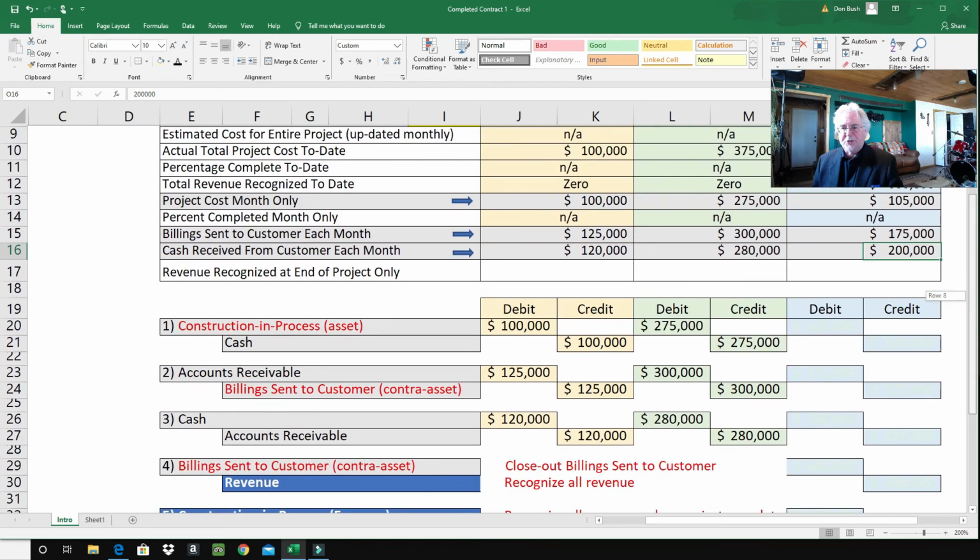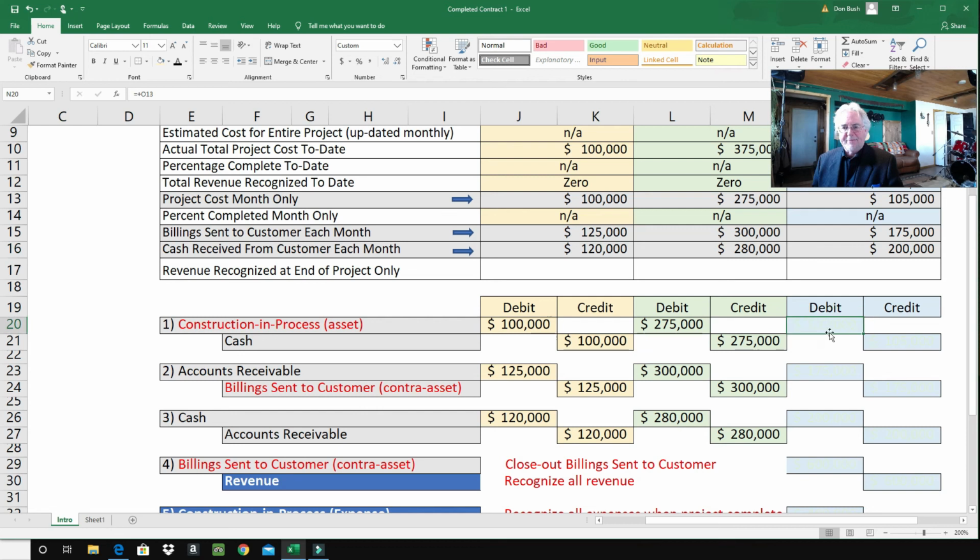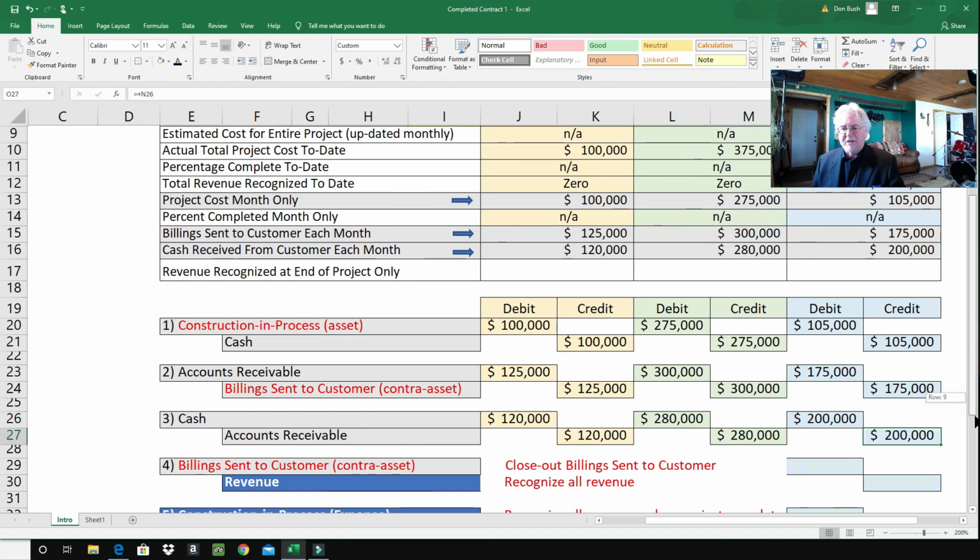So let's do the journal entries. So once again, how much was spent on the project for this month only? Well, $105,000 was spent. So here we go, and we're assuming it was just paid in cash. How much did we bill the customer for? We billed them for $175. How much did the customer pay us? Well, the customer paid us an even $200,000. There we go. Coming down the list here, folks.